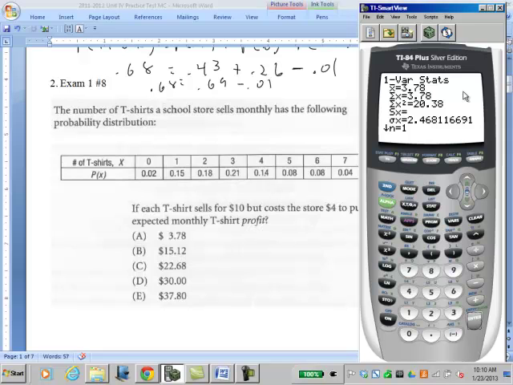Now, you're going to take that and multiply. The expected number of t-shirts sold is 3.78. So we'll take 3.78 times the profit per t-shirt, which is 6. And you get $22.68. Okay? Yes. The 6 is from subtracting 10 minus 4.